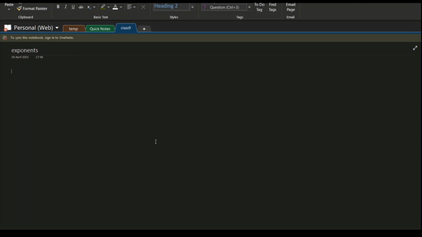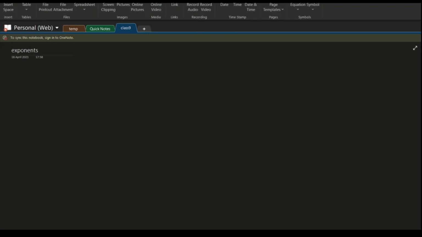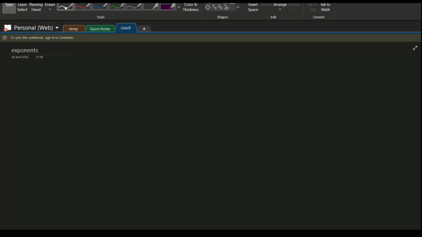Okay, so let's start with what we studied yesterday. Yesterday we saw two laws for the exponents. Right? We were just looking at the laws of exponents, and what we saw is a to the power m times a to the power n is equal to a to the power m plus n.